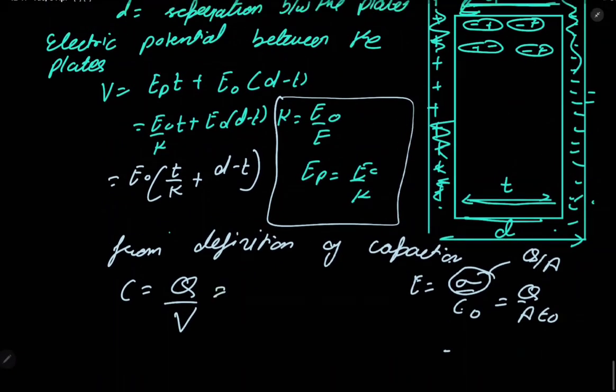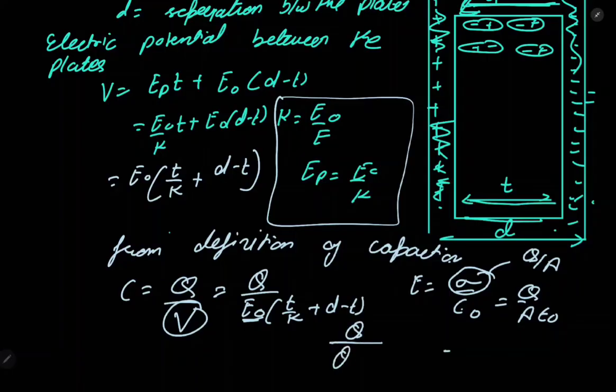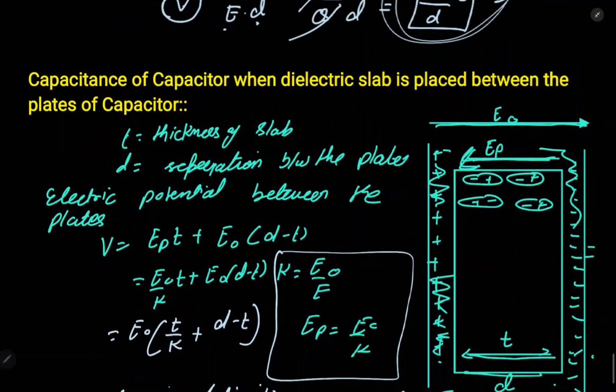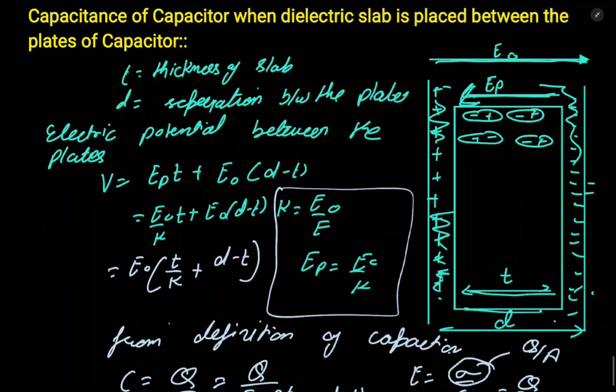So what I will do, I'll add Q here, and we know that potential V is, I can write, E naught T upon K plus D minus T. The value of E naught, I'll put it from here, so I'm left with Q upon A epsilon naught in the numerator, T upon K plus D minus T. Q is cancelled out with the Q, so I'm left with the expression A epsilon naught upon T upon K plus D minus T. This is an important result for a capacitor when a dielectric slab is placed inside the capacitor.